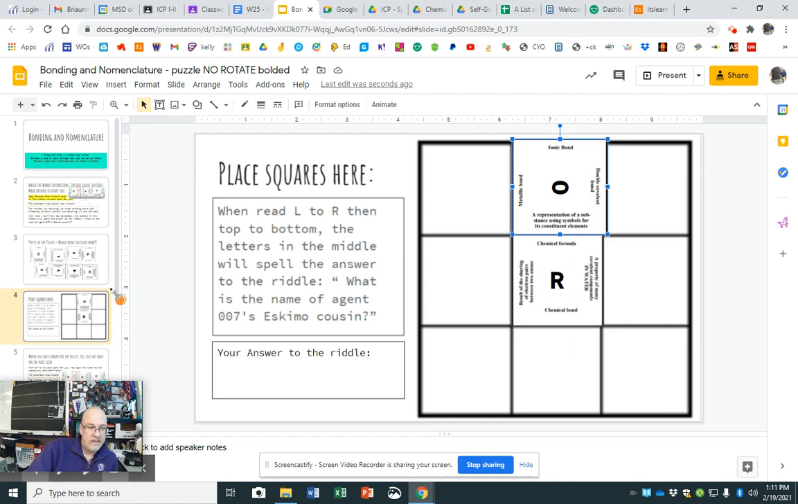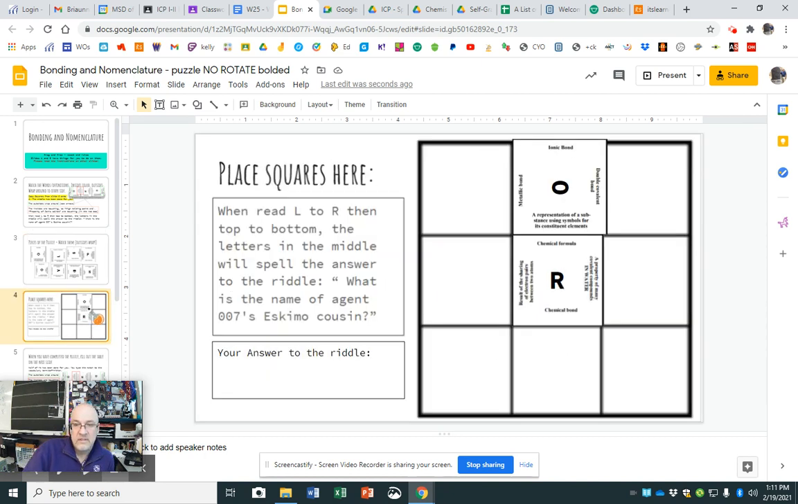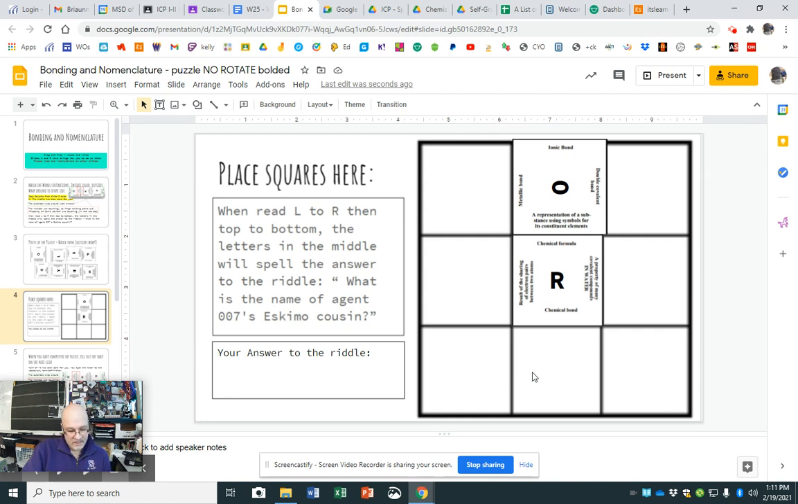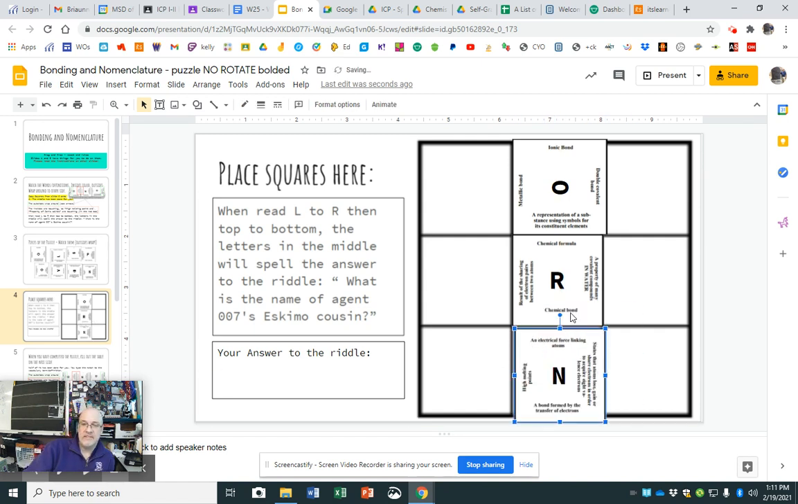All right, and let me find another one down here. Electrical force linking atoms. Okay, so this one, let me copy, and I'll paste it down here. So this is an electrical force linking atoms. That is a chemical bond. Electrical means it has electrons, right?